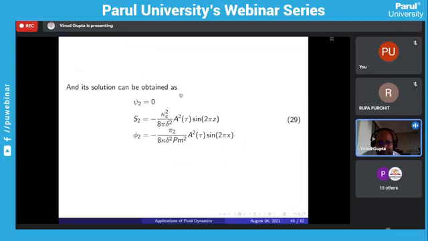So when we write and compute, since the boundaries are isothermal, we will get psi2 equal to 0. Why are we setting psi2 equal to 0? Due to the isothermal condition.